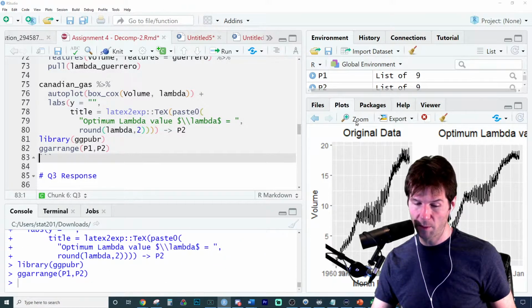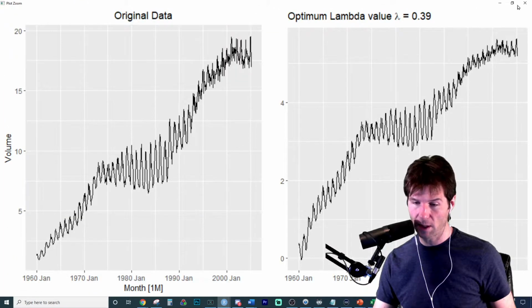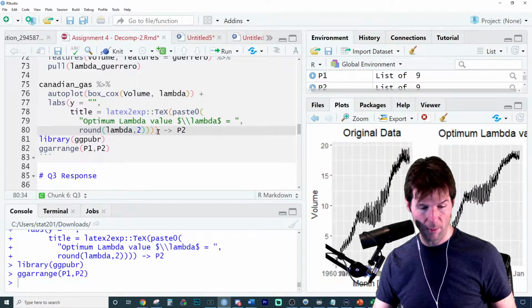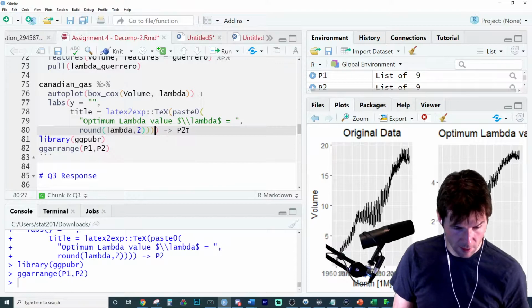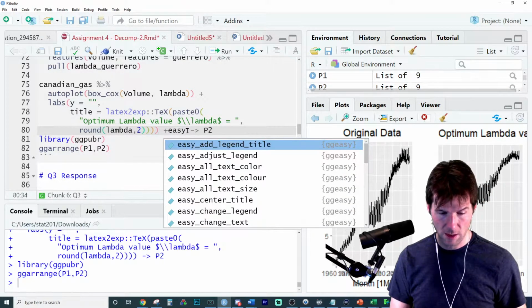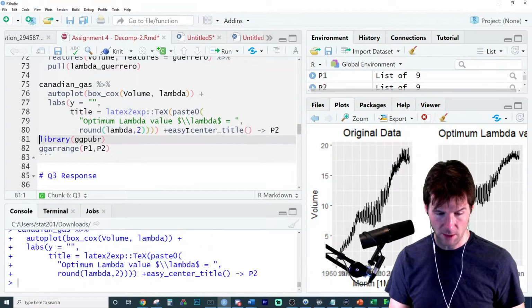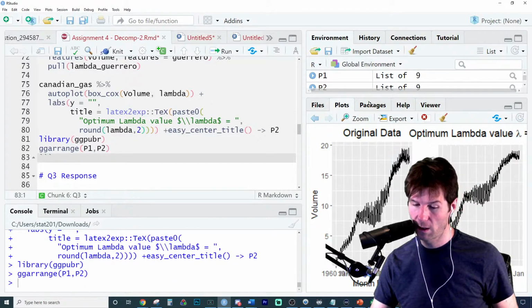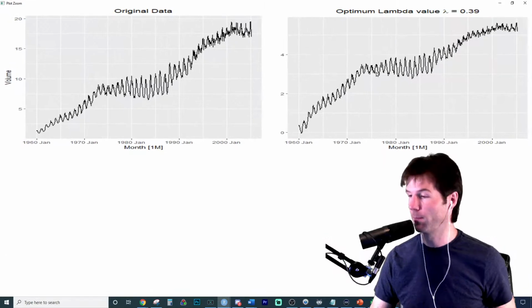And so here's the optimum lambda value. Here's the original data. There's the optimum lambda. That's the title. I should be able to go to easy center title. I don't like my title not to be centered. That worked, it looks like. Okay, that looks, and there we go.